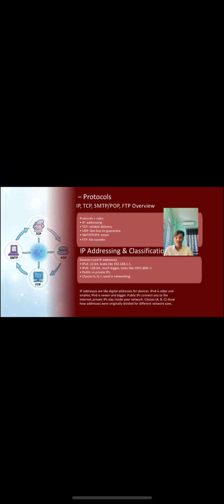Module 5: Protocols, IP addressing, and subnetting. Our first topic is protocols. Protocols means rules. IP, TCP, UDP, SMTP, FTP. IP means addressing. TCP means reliable delivery. UDP means fast but no guarantee. SMTP means email. FTP means file transfer.